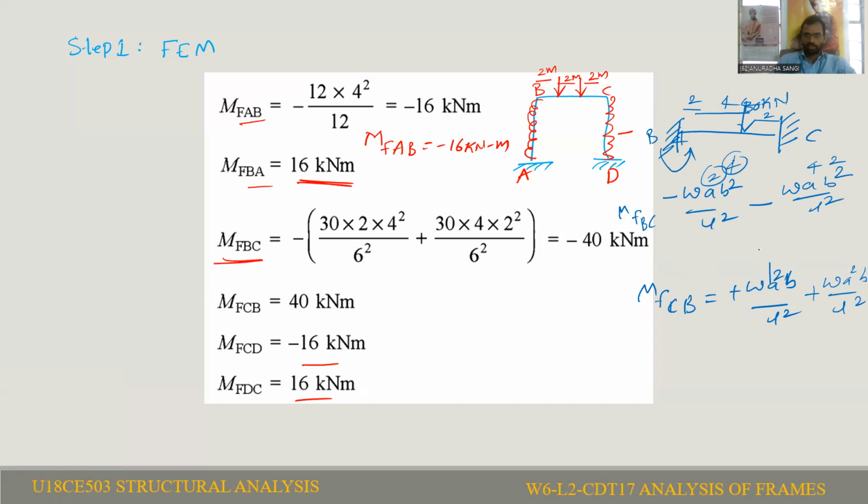So just substitute these values. For the first formula, a is equal to 2; for the second formula, a is equal to 4. For the first formula, b is equal to 4; for the second formula, b is equal to 2. L is equal to 6 meters. Substituting, we get MFBC as well as MFCB. So this is minus 40 and this will be plus 40 kilonewton meter. Only thing you need to do is substitute.